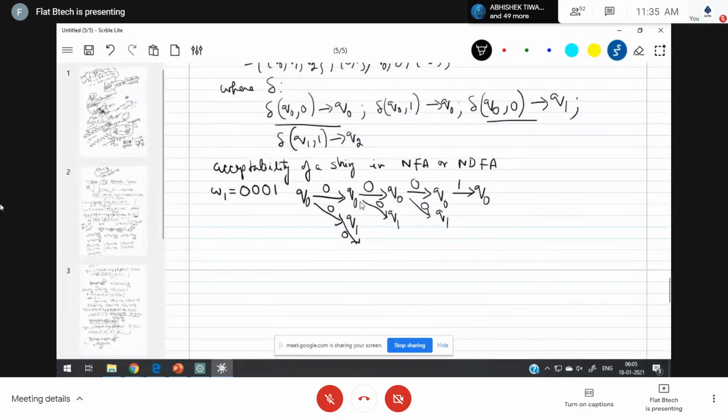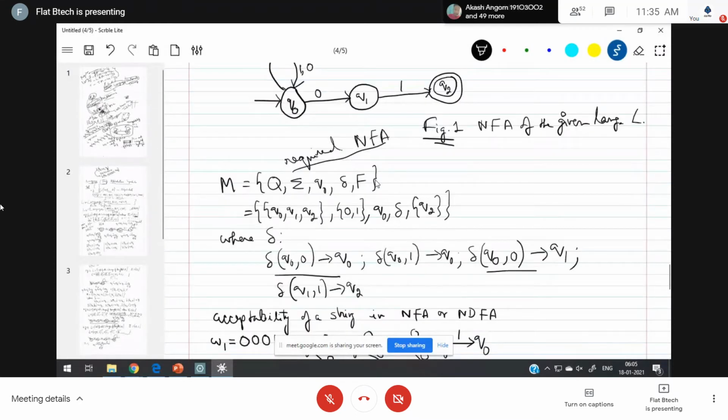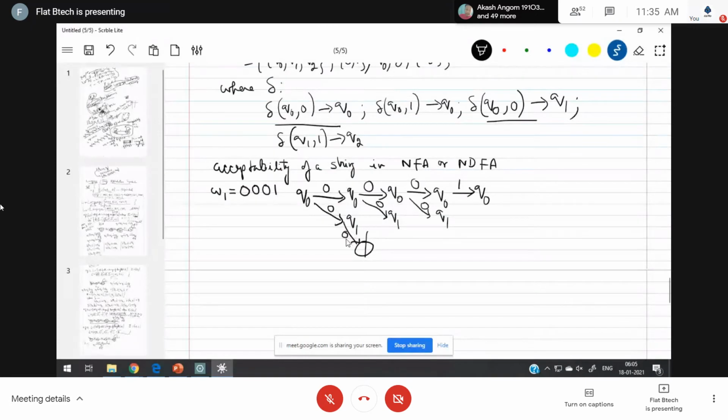No path is available. So how to check that one means phi. Phi is indicating that no path is being provided at this Q1 if the input symbol is 0. Same thing will be here. Why I'm getting this 0 means the string is 0001. That's why I have to check for all this 0001. Now same thing will happen for this.